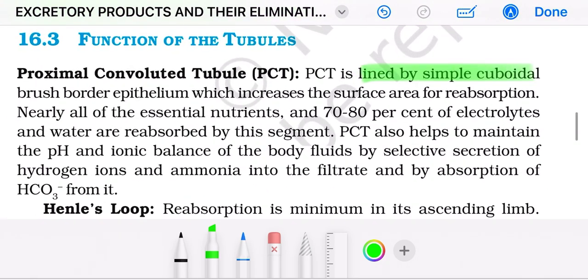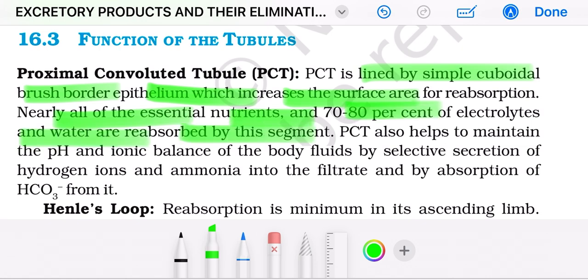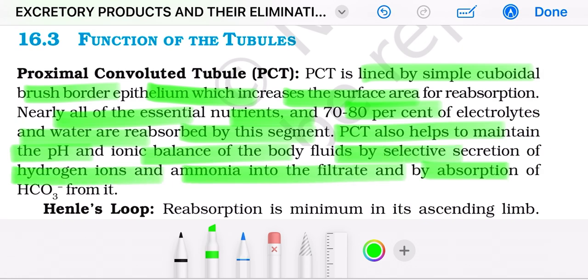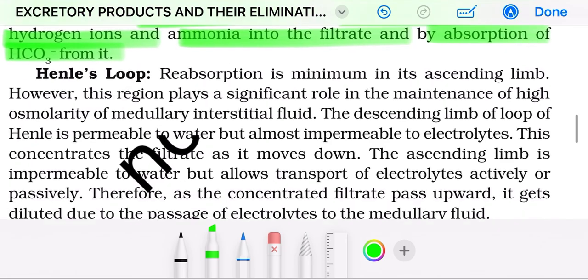Function of the tubules: PCT. This is lined by simple cuboidal, brush-bordered epithelium, which increases the surface area for reabsorption. Nearly all of the essential nutrients, and 70 to 80% of electrolytes and water, are reabsorbed by this segment. PCT also helps to maintain the pH and ionic balance of body fluids by selective secretion of H+ and ammonia into the filtrate and absorption of bicarbonate from it.